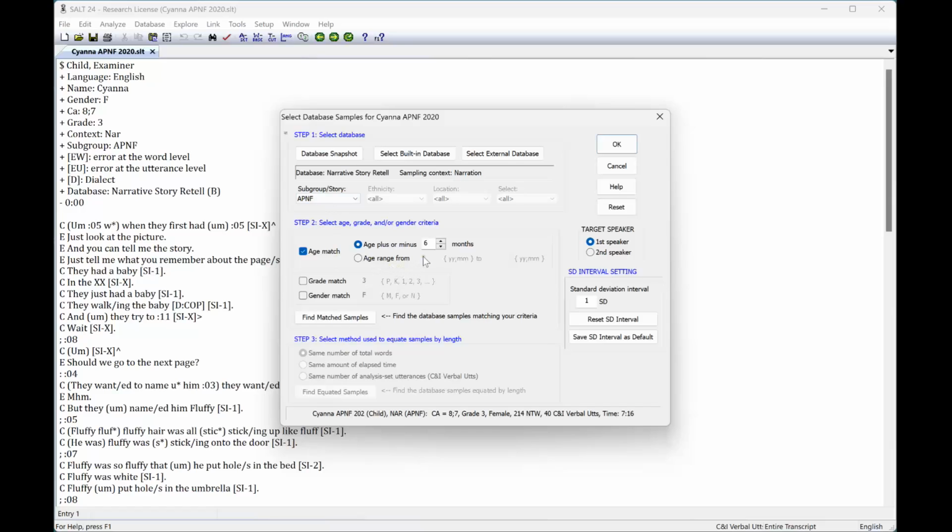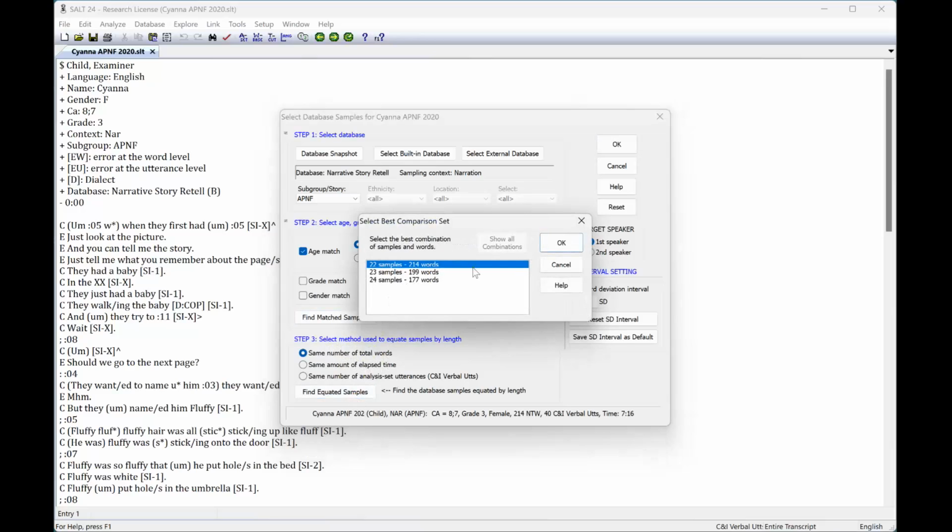Age match, generally we do plus or minus 6 months, but you can play around with that. You also have the option to do grade match, gender match. So I'm going to go ahead and hit Find Match Samples, and there are 24 samples that are matched by age. Our rule of thumb is that you want at least 20 samples, so that looks pretty good. And then step 3 is to equate the samples by length. So I'm going to select same number of total words, and then we have 22 samples, so that still looks good.